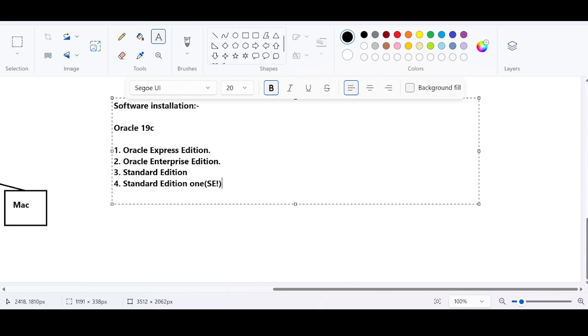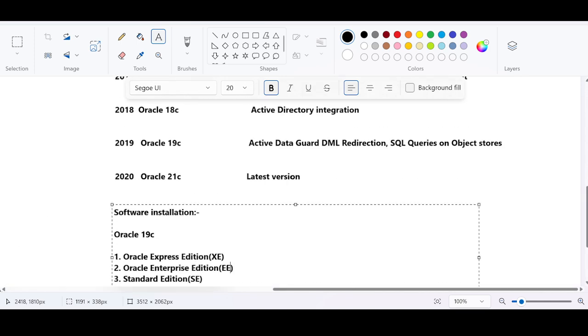Okay. Standard edition 1, SE1, standard edition SE, and you have Express edition, XE. And you have Oracle Enterprise edition. Enterprise edition is standing for what? EE. Okay. These many editions are there.